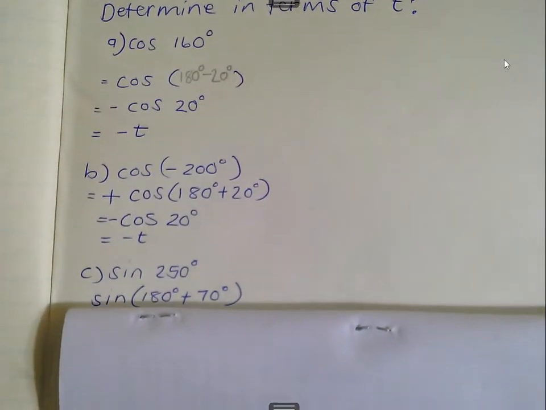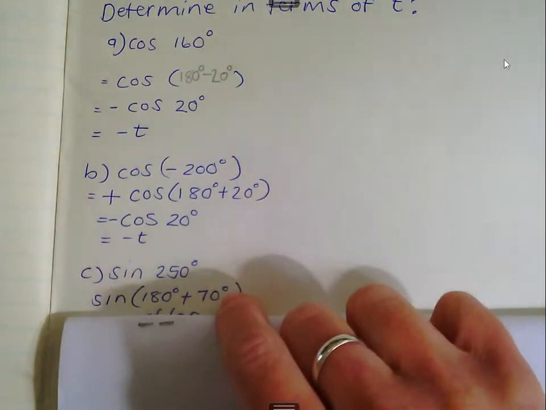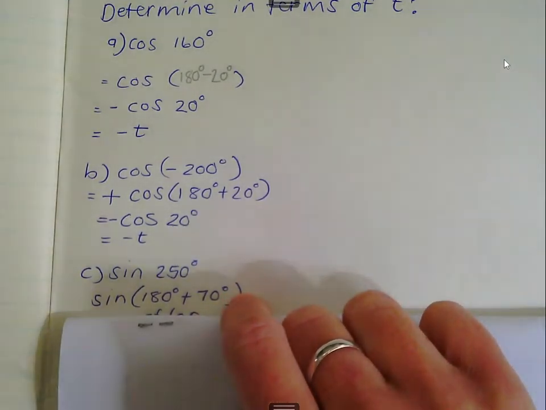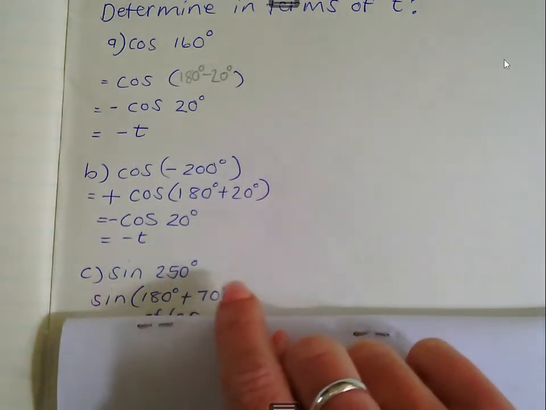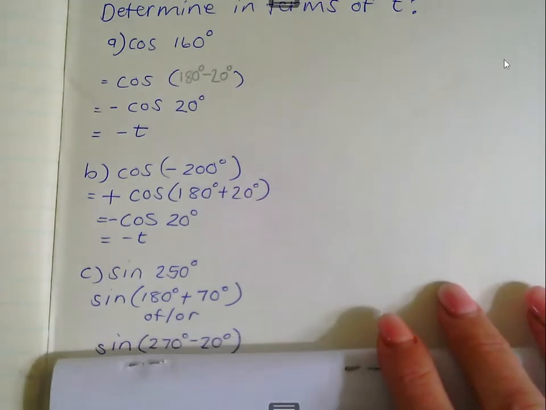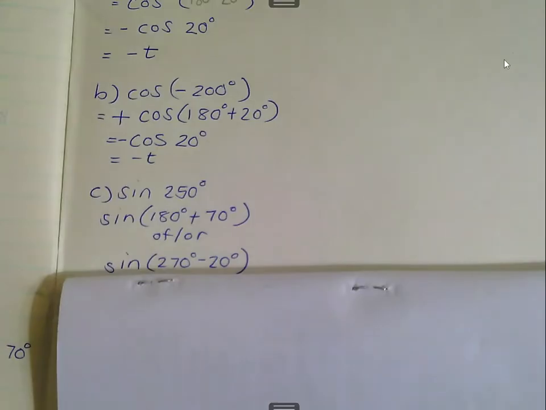And have you noticed that the cofunction angles, the sum of the two angles, will always be 90. So if that's 70, what will the cofunction angle be? 20. And that's what we want. We want sin to become cos. We want 70 to be 20. So instead of choosing 180 plus 70, I would rather choose 270 minus 20.